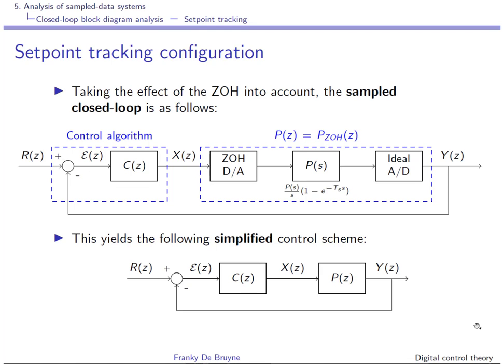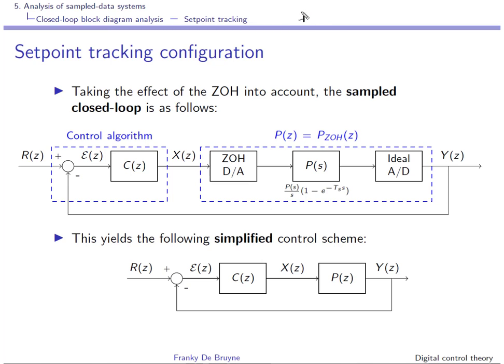The first one is tracking a reference signal, and the second one is rejecting a disturbance. The disturbance can be at the input or the output. So we'll start with setpoint tracking. In this slide, we assume that we have a controller C(z) that is acting on the control error, setpoint minus Y(z) here, that is the process output that is to be controlled, and this controller produces an X(z).